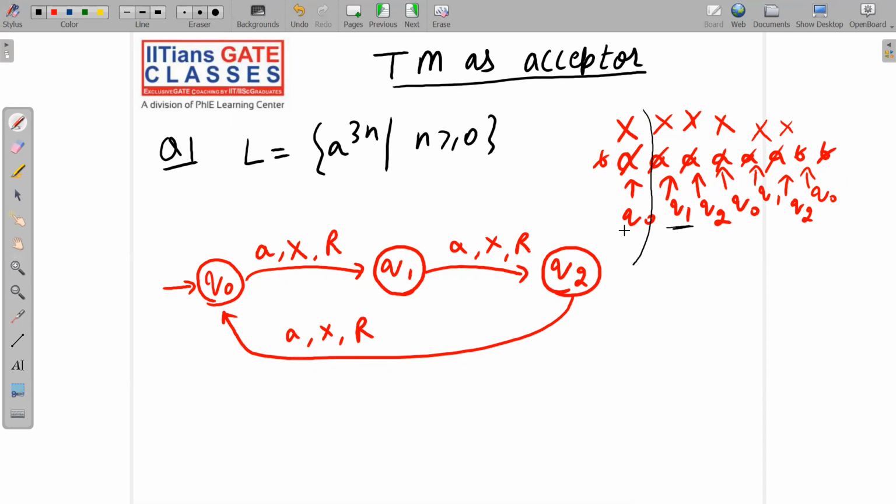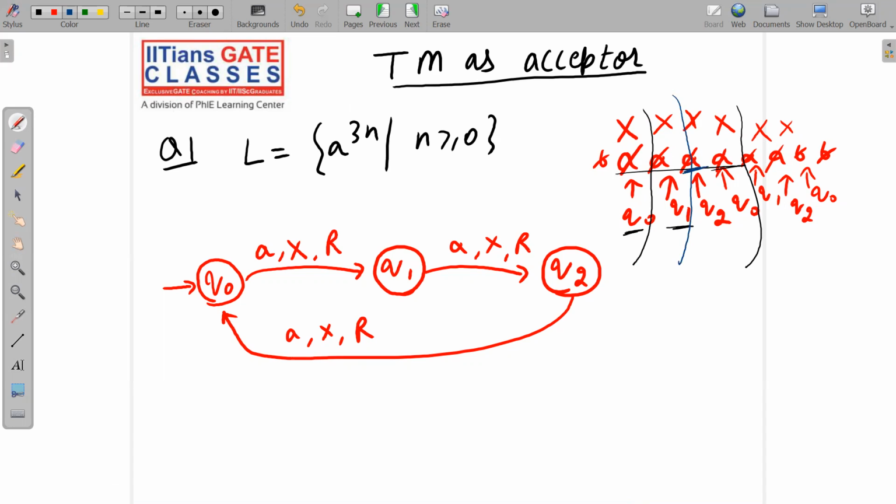If Q1 reads A, that means the number of A's mod 3 gives remainder 1. After reading 1 A, we are at Q1. Again, here we are at Q1. So how many A's have been read? 4 A's have been read. So Q1 will say what? Remainder 1. Q2 will say what? Remainder 2.